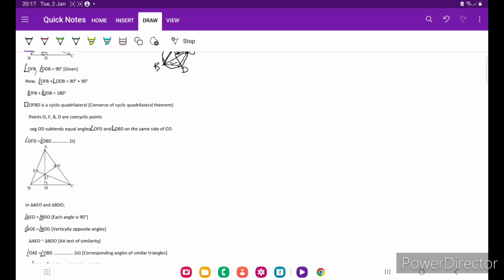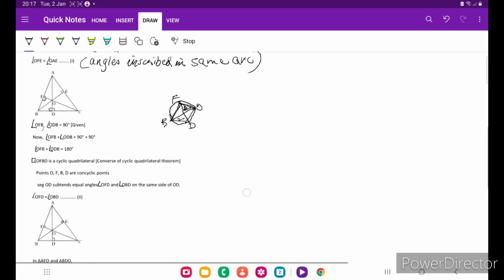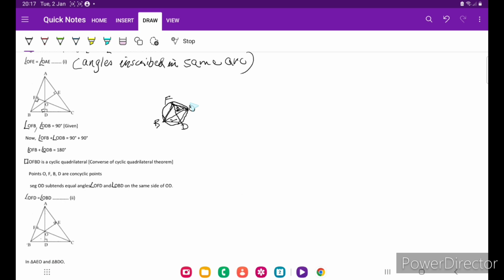So here you have angle OFD congruent to OBD. You can see OFD is congruent to OBD. That's what is written here. Again the same reason I'll write here: angles inscribed in the same arc.